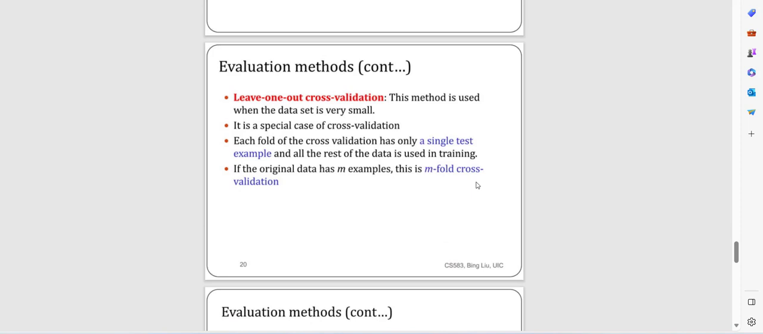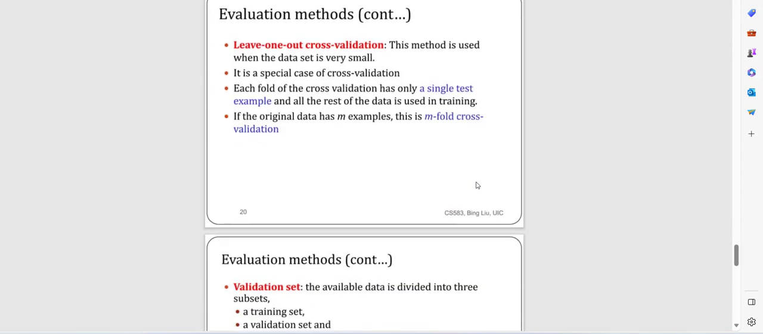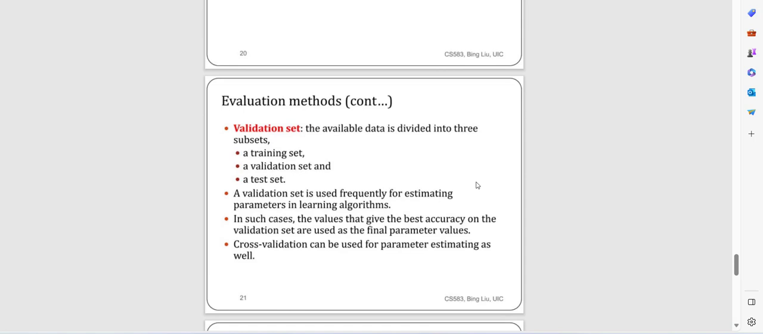Evaluation method: leave-one-out cross-validation. The method is used when the data is very small. It is a special case of cross-validation. Each fold of cross-validation has only a single test example, and all the rest of the data is used for training. If the original data has m samples, then m-fold validation will be done.